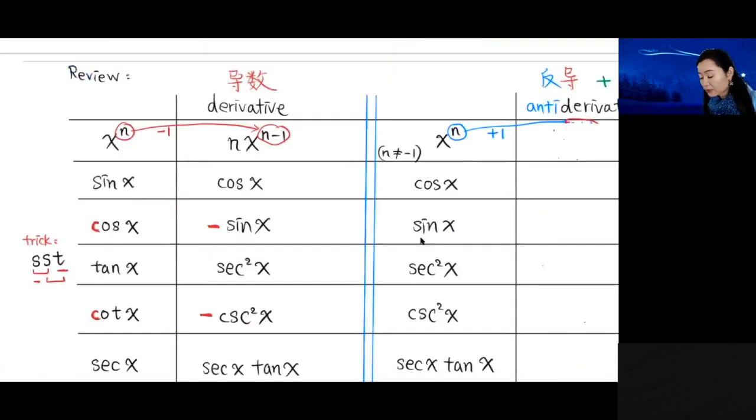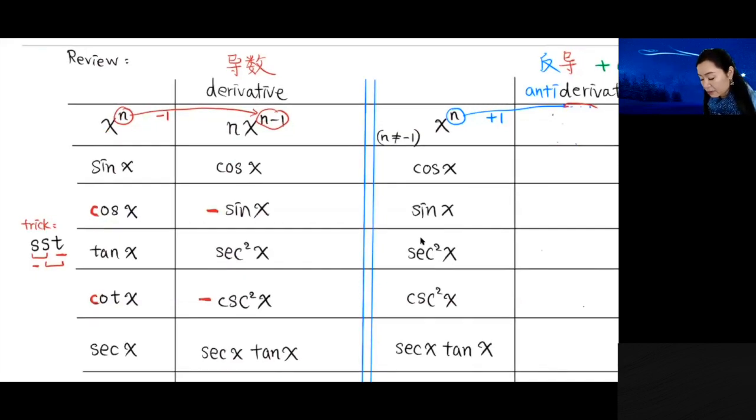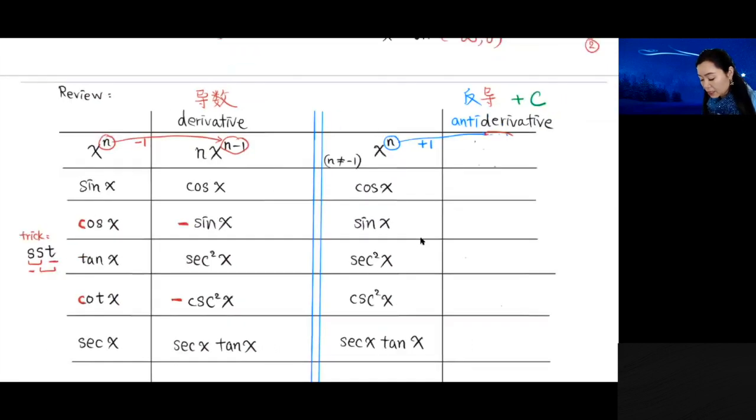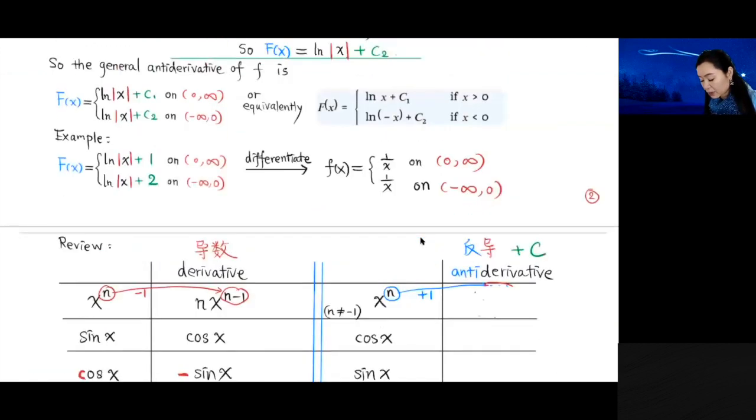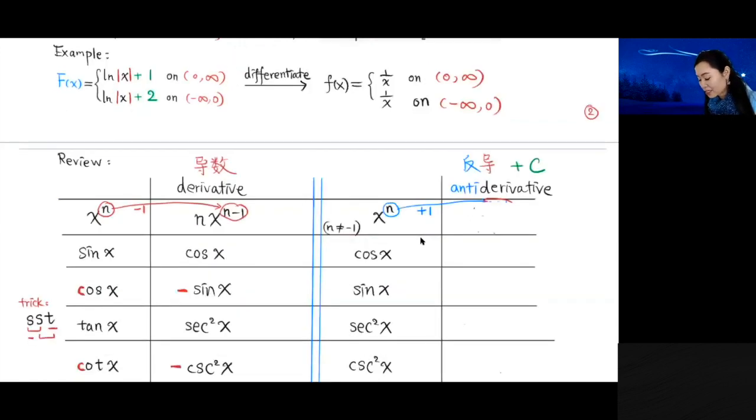Okay, let's review the derivative first, and then we find antiderivative. So x to the n, when you differentiate, you get n times x to the n minus 1. Now, antiderivative just goes backward. So if you have x to the n, what will be the antiderivative of x to the n, where n does not equal negative 1? When n equals negative 1, it is like this one, 1 over x. Then the antiderivative will be this. So in this one, I'm talking about n does not equal negative 1.